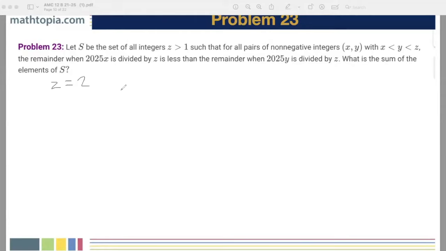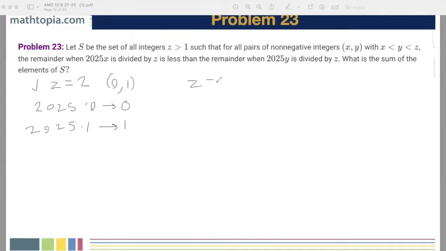The only pair x, y that we can pick is 0, 1. We can check: 2025 times 0 divided by 2 gives a remainder of 0, and 2025 times 1, that's 2025, when divided by 2 gives a remainder of 1. And indeed, 0 is less than 1. So z equals 2 is a valid solution. It is in the set S.